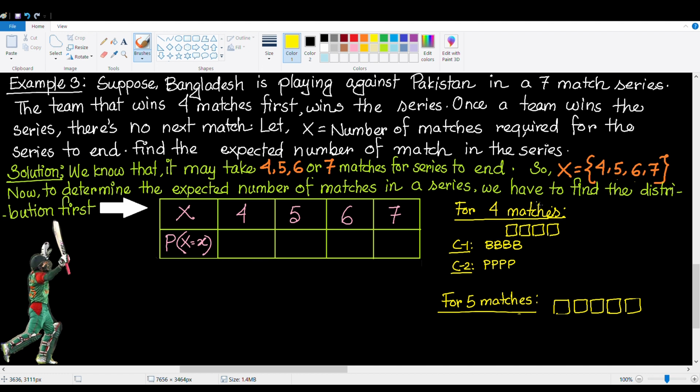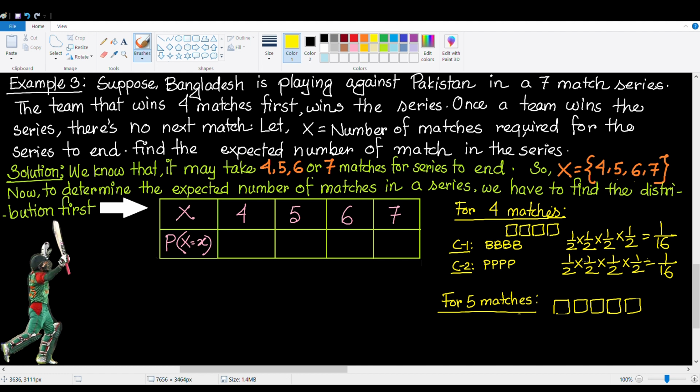So for 4 matches, we can consider there are 4 free boxes, and if all 4 of the boxes are filled up by either B or P, then we can say that yes, the series will end in 4 matches. Now, what is the probability that all of the first 4 matches will be won by Bangladesh? It's simple, because if you consider there's no draw, then the probability of Bangladesh to win the first match will be half, second half, third half, and fourth half. Therefore, the probability would be 1 by 16. Similarly, for Pakistan, the probability would be the same. So it's 1 by 16 as well.